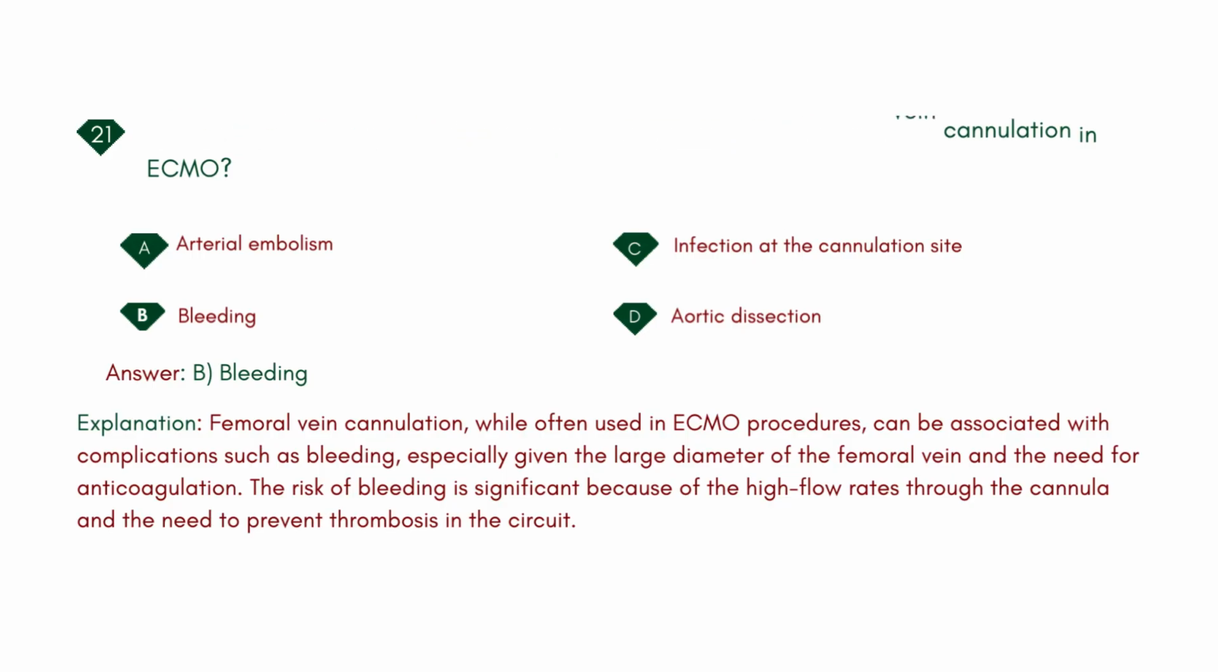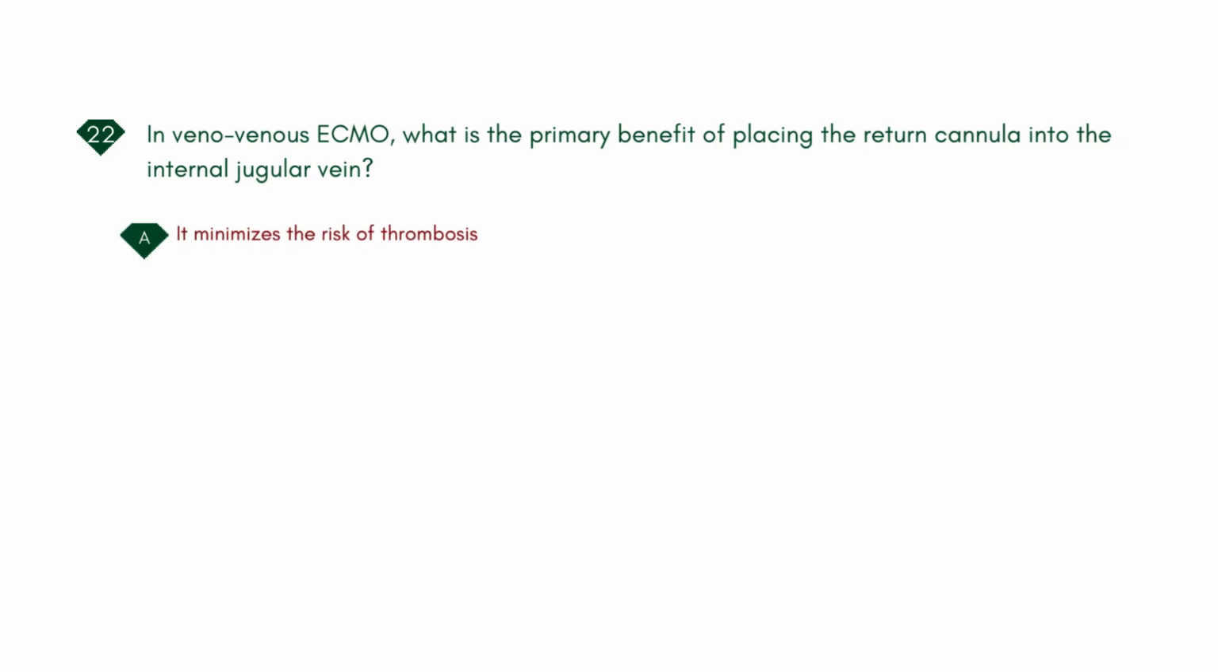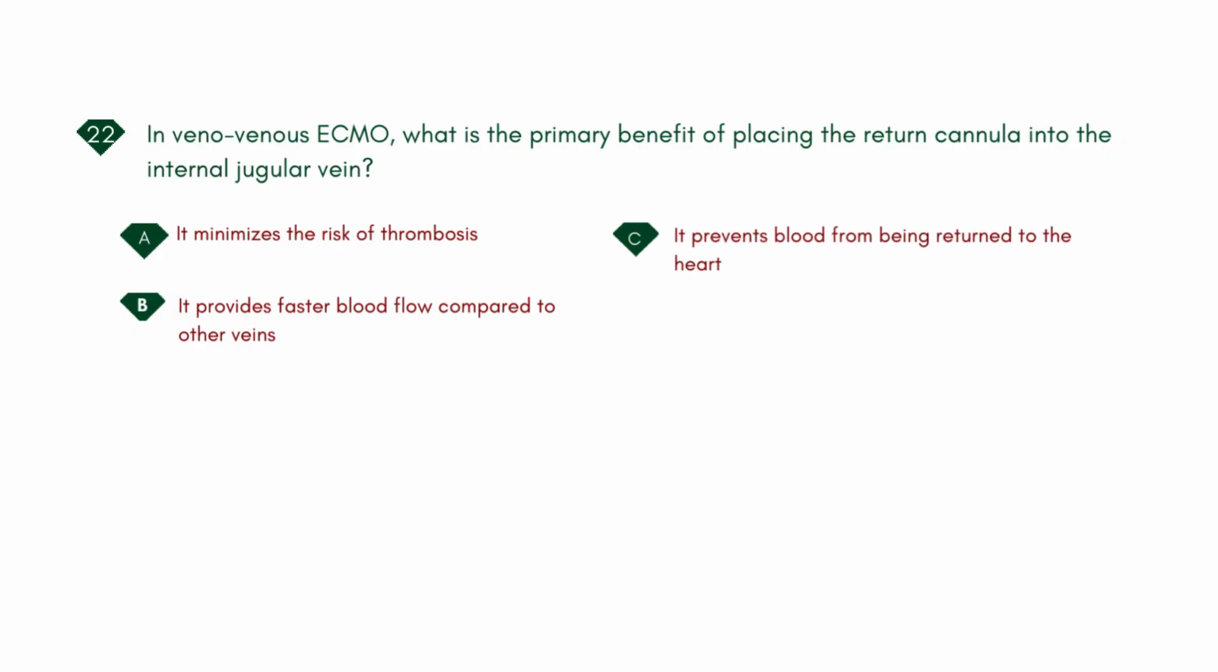thrombosis in the circuit. In venovenous ECMO, what is the primary benefit of placing the return cannula into the internal jugular vein? A. It minimizes the risk of thrombosis. B. It provides faster blood flow compared to other veins. C. It prevents blood from being returned to the heart. D. It optimizes oxygen delivery by returning blood near the heart and lungs.